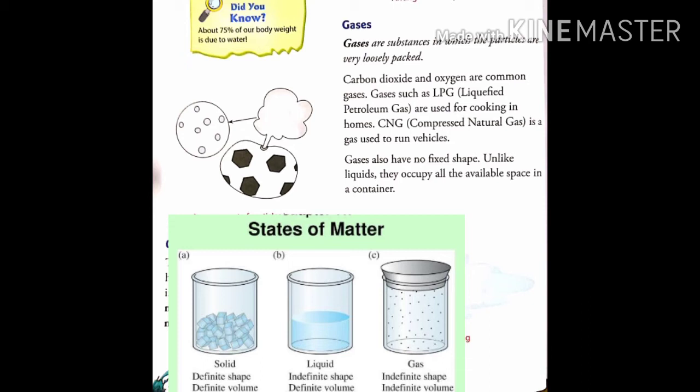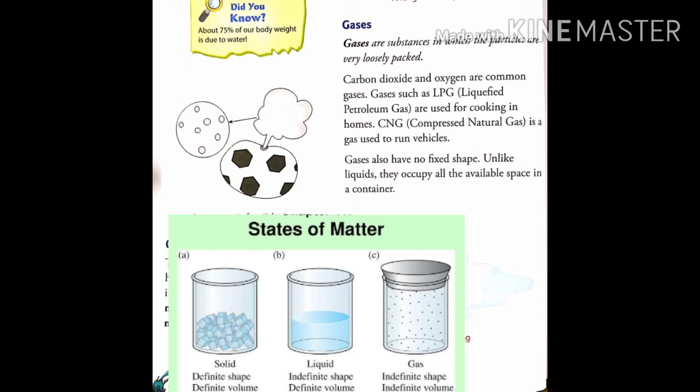Gases such as LPG, liquefied petroleum gas, are used for cooking in homes. Which gas is used in the cylinders which we use for cooking at our homes? It is LPG or liquefied petroleum gas. CNG, compressed natural gas, is a gas used to make vehicles run.